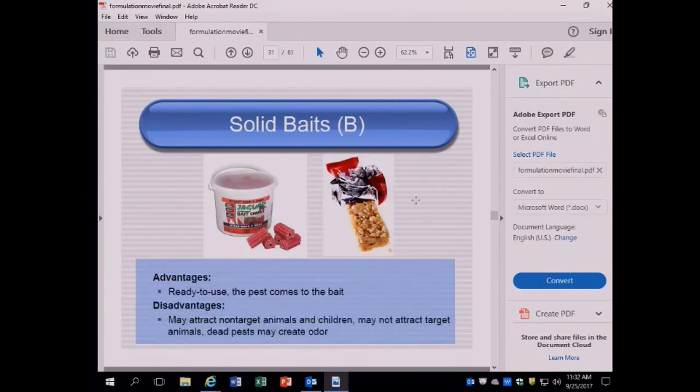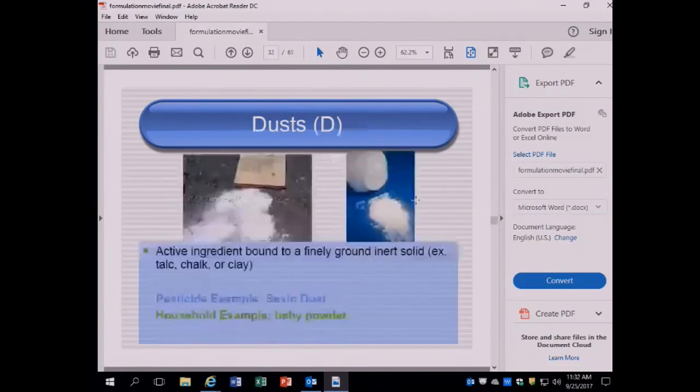So, disadvantages: can attract non-target animals, and dead pests may create an odor. So if you've used mouse bait and rat bait, you know what we're talking about.